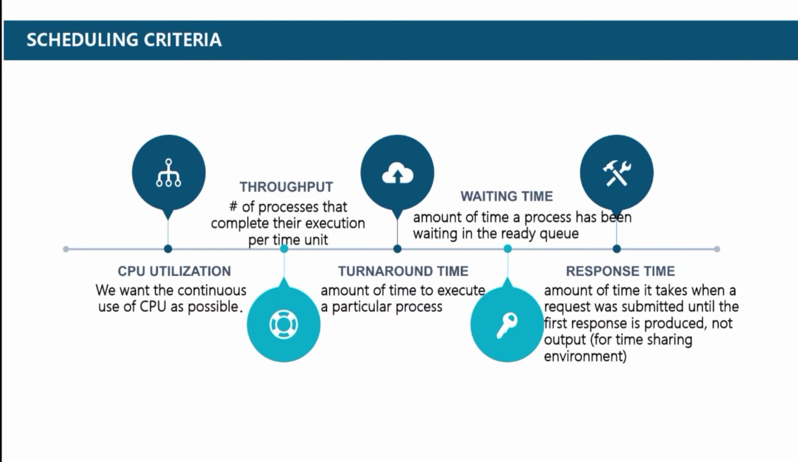Throughput, in scheduling criteria, is the number of processes that complete their execution per time unit. Turnaround time is the amount of time to execute a particular process. Waiting time, which also needs to be minimized, is the amount of time a process has been waiting in the ready queue. And the last is response time. This is the amount of time from when the request was submitted until the first response is produced, not the output, for a time-sharing environment.